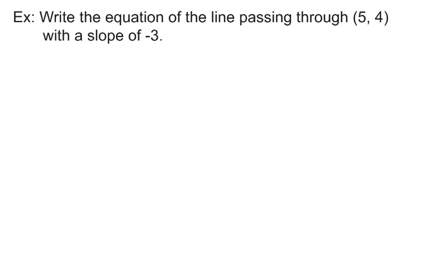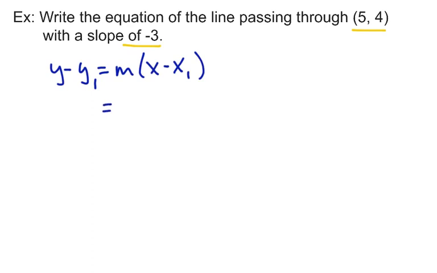How about we write an equation if we know that the line passes through the point (5, 4) with a slope of -3. Well, now we're given a point and a slope. So we should use point-slope form. So let's grab point-slope form first, which is y minus y1 equals m times x minus x1. And what we have to do is just plug in this information for some of the variables. We know that the slope is -3, so that's what we're going to plug in for m.